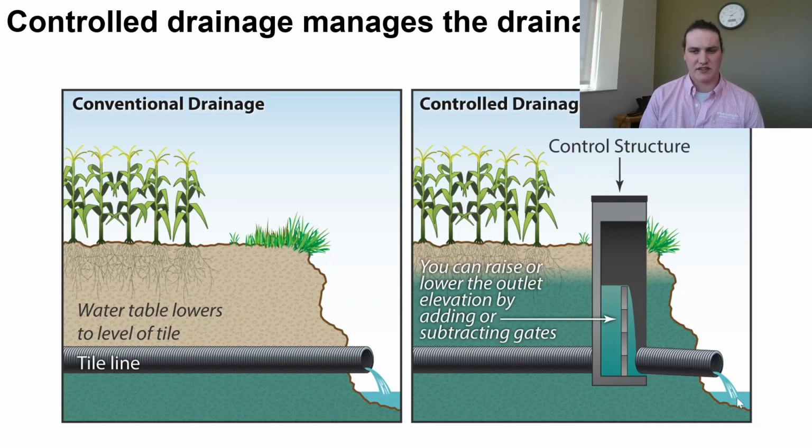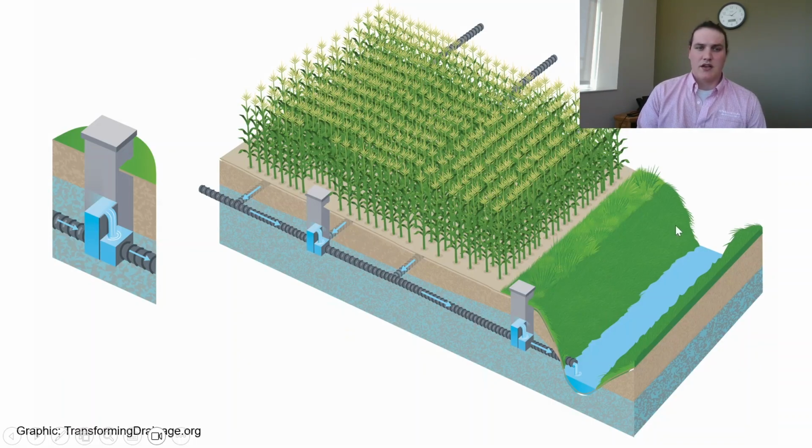You can put more stop logs in there, which are these, and raise your water table in drought times, so your crops can get more water. Then in wet times, you can take these stop logs out and your tile will flow exactly how it did before the control structure. This is a quick graphic that shows the water in the control structures. As you put your stop logs in, it backs up the water, and your crops can take up more of that water as it raises the water table. In most farm fields, they're not perfectly flat, so you're going to need multiple control structures to grade the water as you gain elevation up the drainage area.